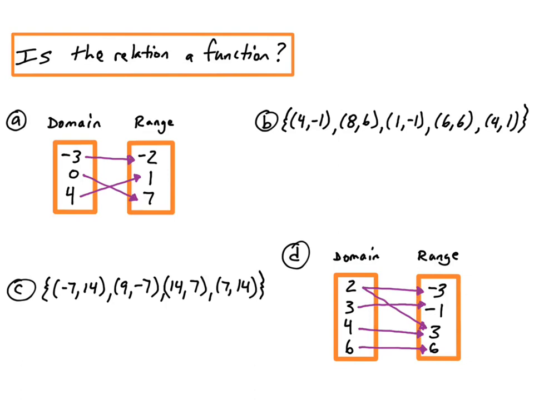So here we want to identify whether or not each relation is a function. Keep in mind, to be a function, each input must correspond to exactly one output. So domain going to one range. So for example A, we've got -3 going to -2, 0 going to 7, 4 going to 1. Each input or domain value is used once. So since every input or every domain goes to one range, this is a function.